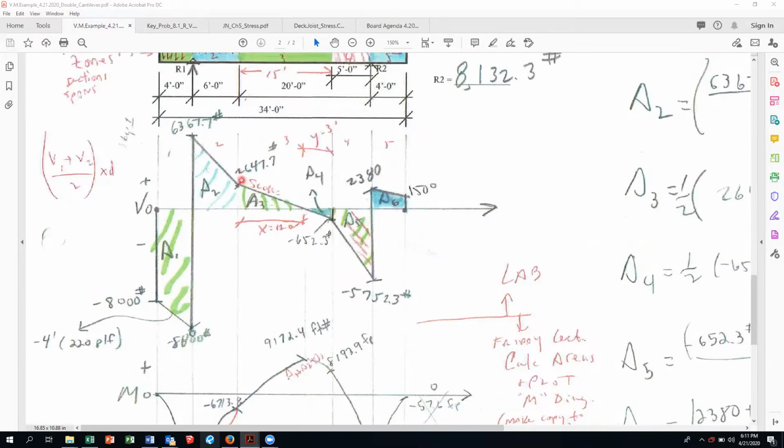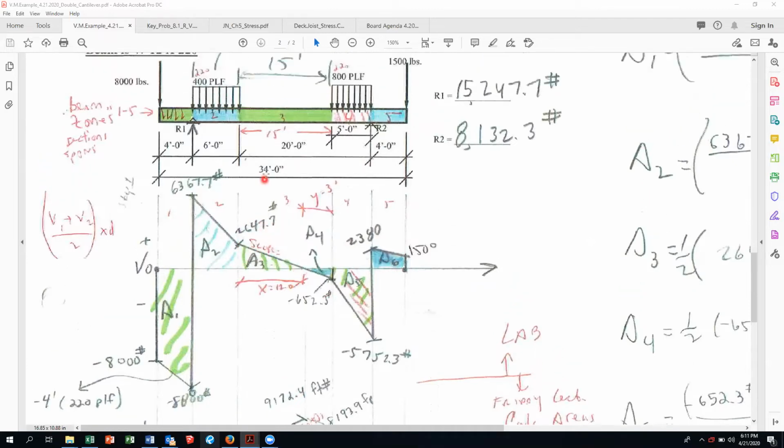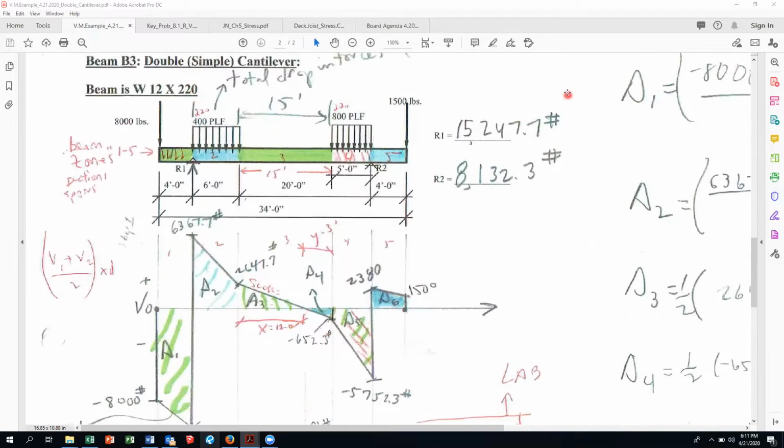And the rise is, I'm going from 2647.7 pounds. I'm dropping down to 0, so that's my rise. I'm decreasing, so it's going to be that number divided by the slope, which is 220 pounds per foot. Okay, 220 pounds per foot.